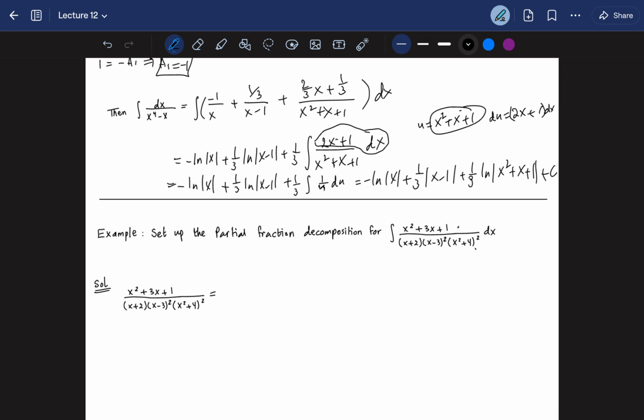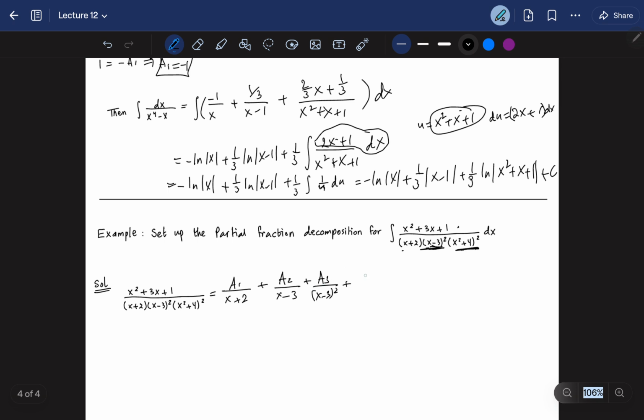Now let's see. I have these two factors repeated. So I'm going to have two fractions representing this and two fractions representing this part. So let's start. For the first linear factor, this is just a1 over x plus 2, and we're done. Now for the second linear factor, I need two fractions to represent it. Plus a3 over x minus 3 squared.